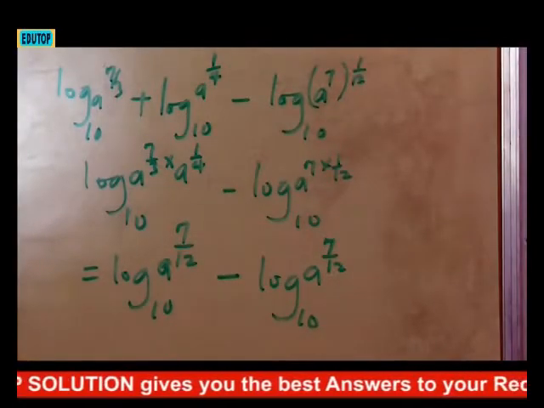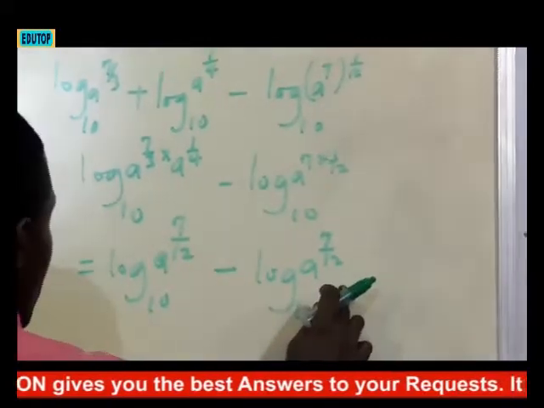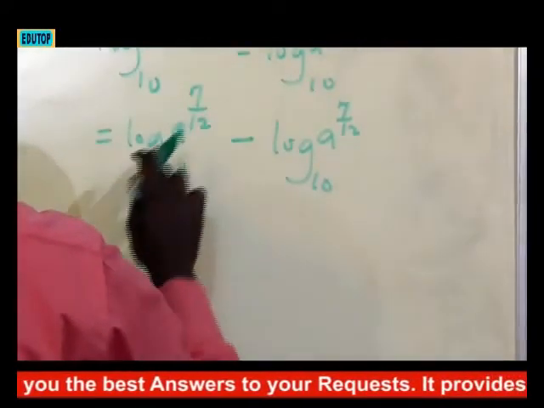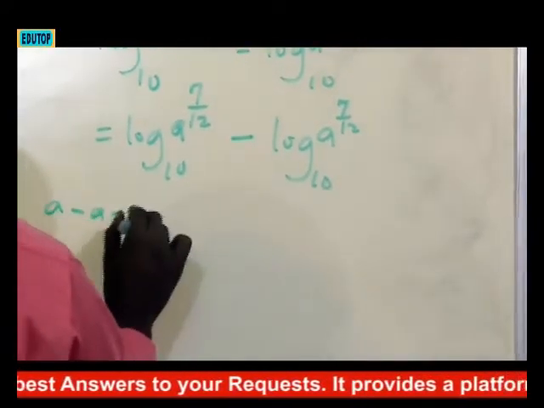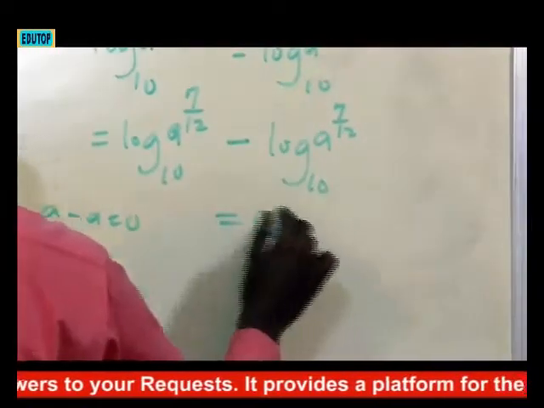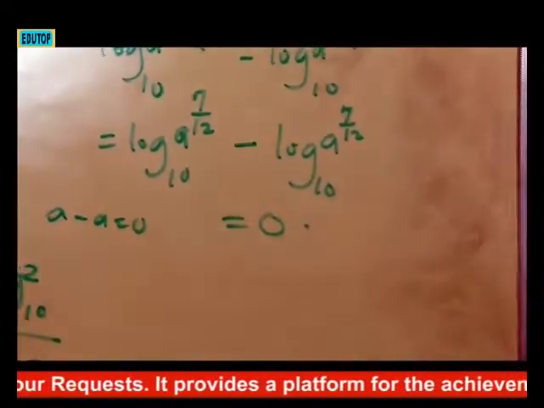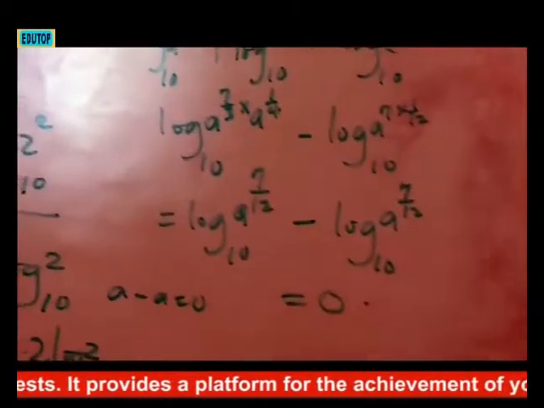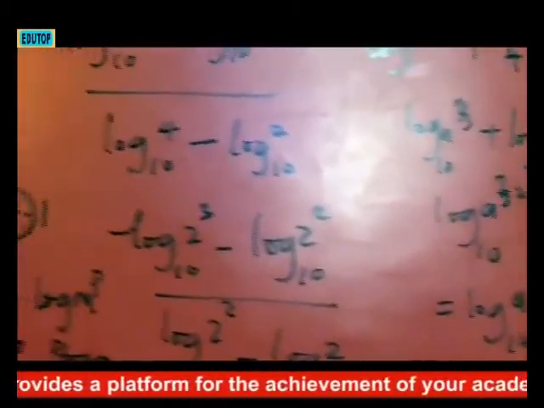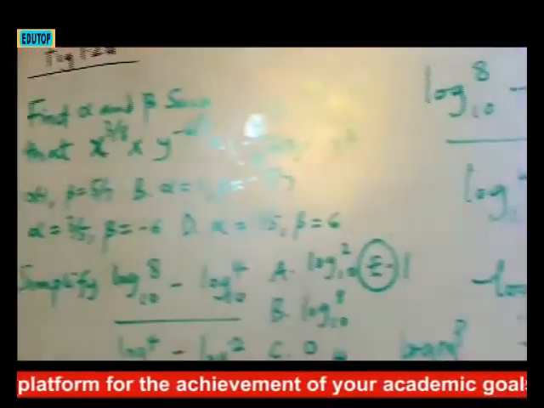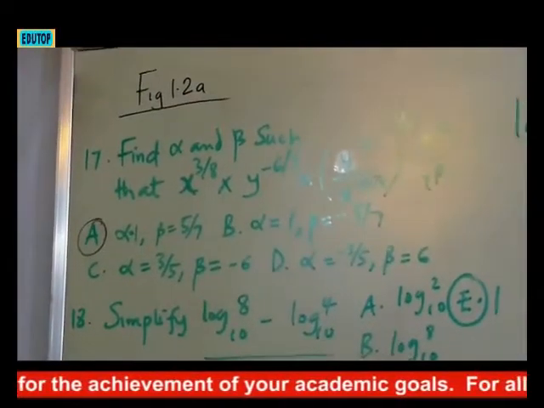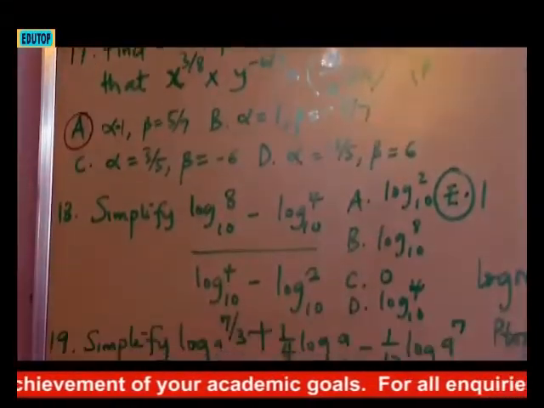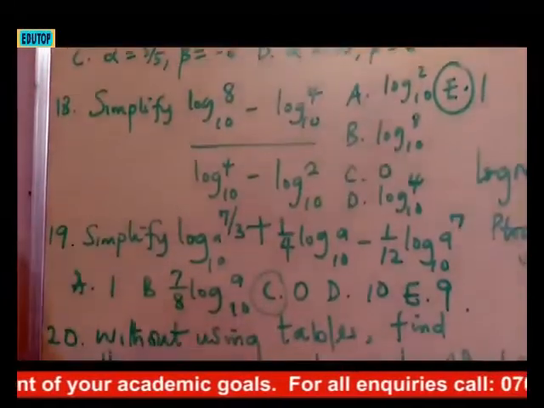So in this situation, this and this are more or less the same, just like saying A minus A, what's that? 0. This minus this, we are making 0. Go to the options and see the one that correlates to that, and it is option C, which equals 0. The next question says, without using tables, find the numerical value of this.